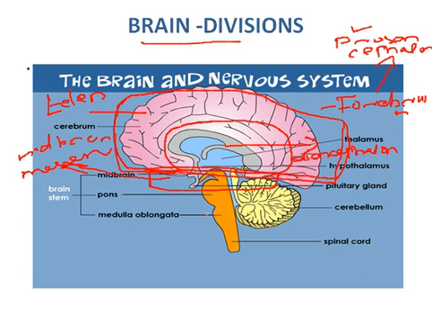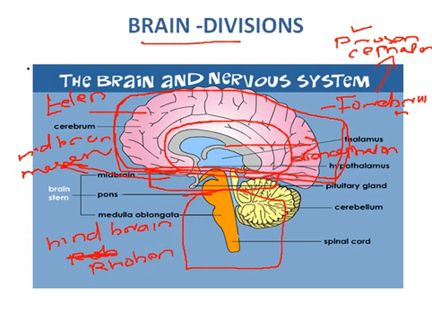And the last one is the hindbrain. The other name of hindbrain is rhombencephalon, R-H-O-mbencephalon. In the rhombencephalon, you can see medulla, pons, then cerebellum, all those things.